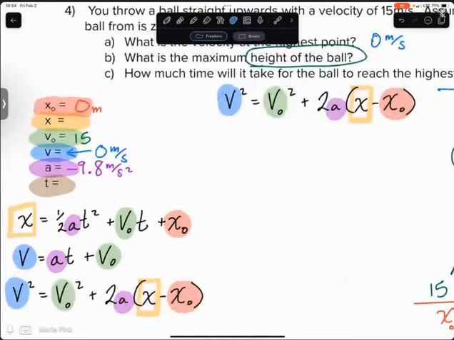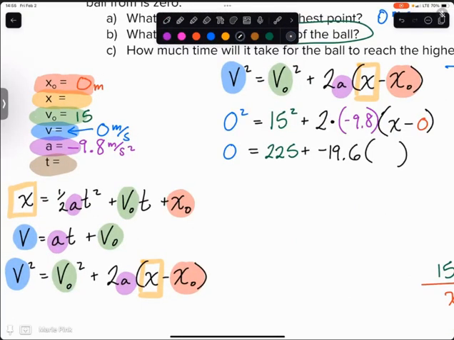All right, so now I'm going to plug in the numbers that we already figured out. So velocity squared, that's going to be 0 squared. Starting velocity is 15. I'm going to go ahead and plug all this stuff in. Alrighty, so I get 15 squared is 225. 2 times negative 9.8 is negative 19.6. And then I have x minus 0. Well, x minus 0 is just x. But at that point, I can just leave off the parentheses because it's just x. And so then I will have 19.6 times x.